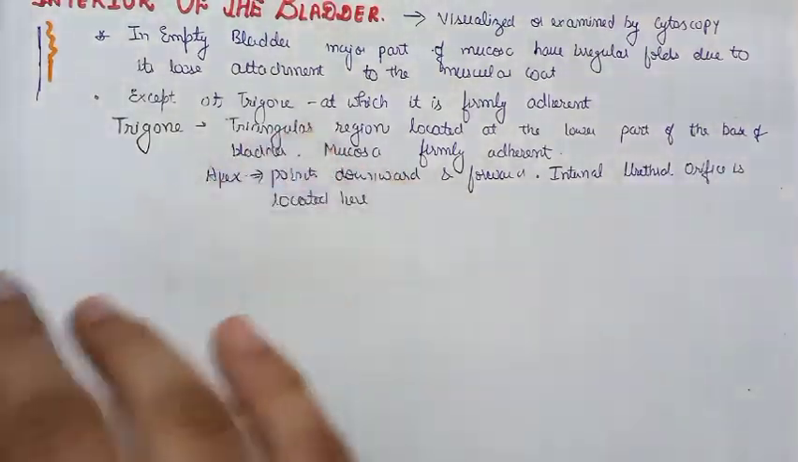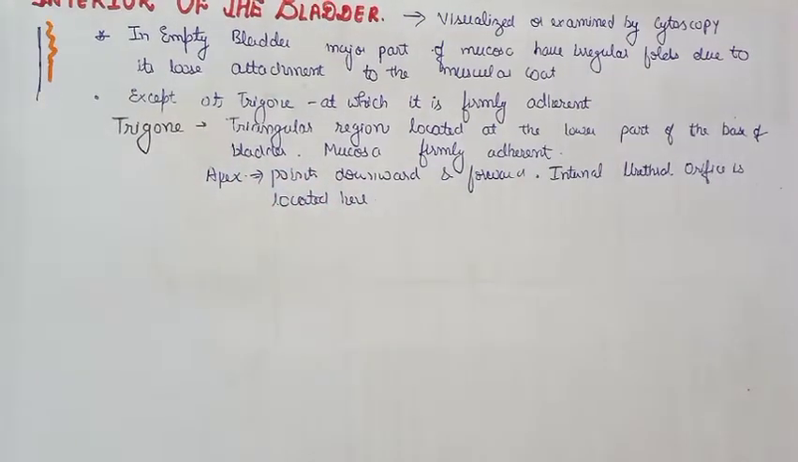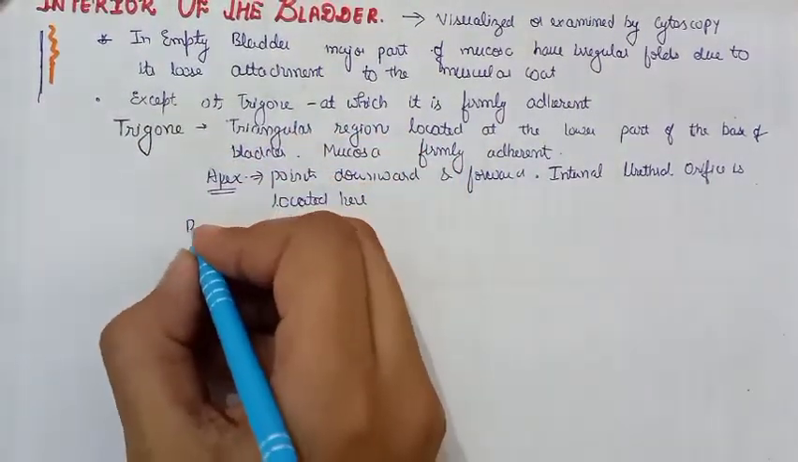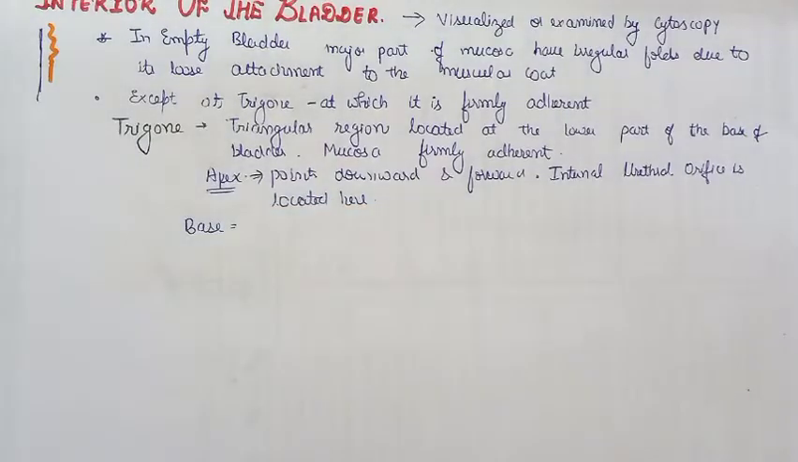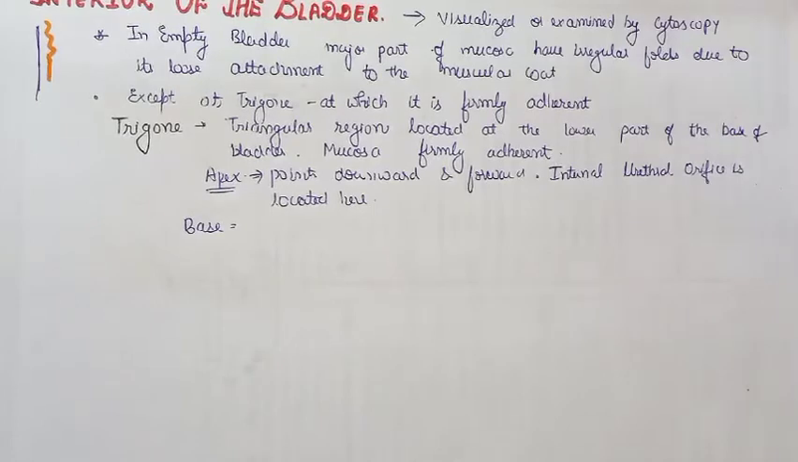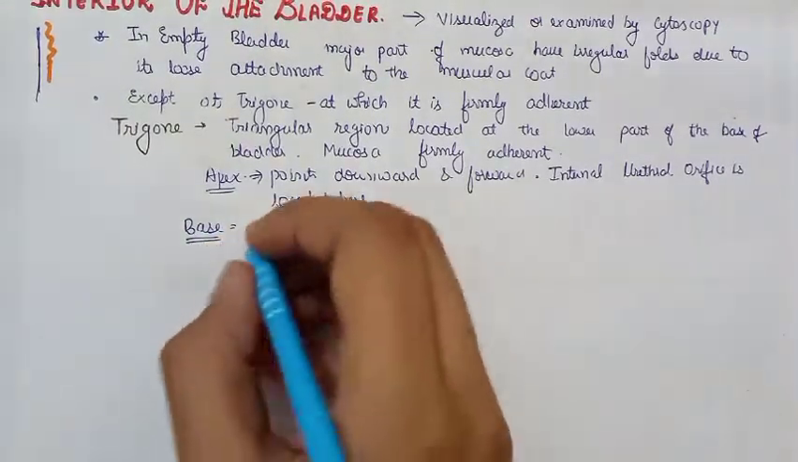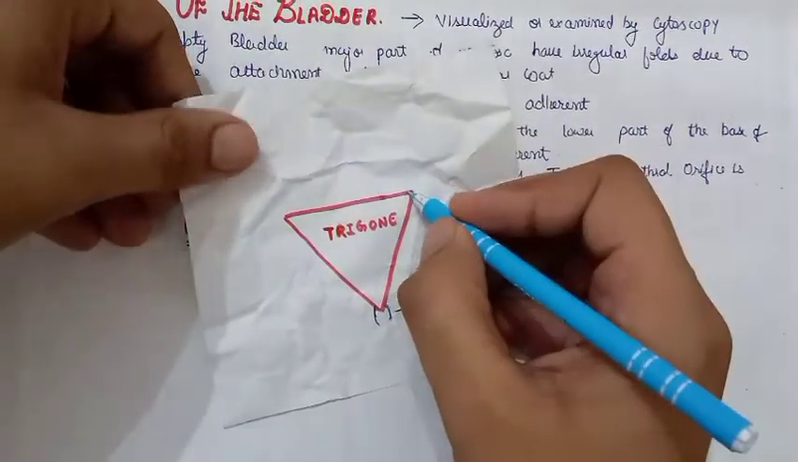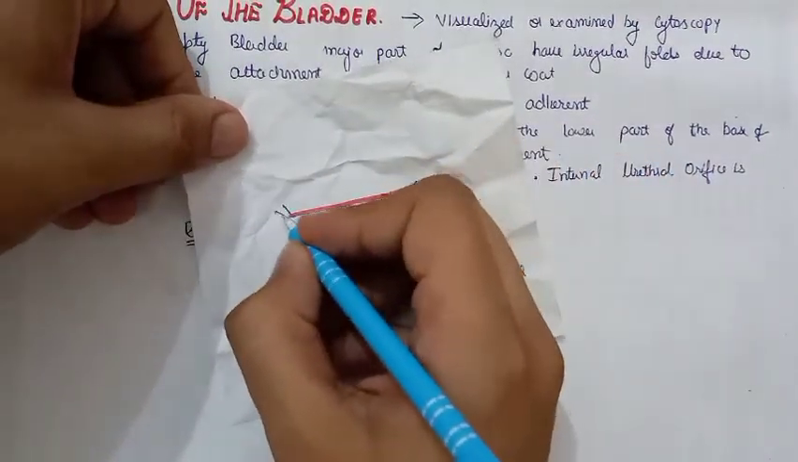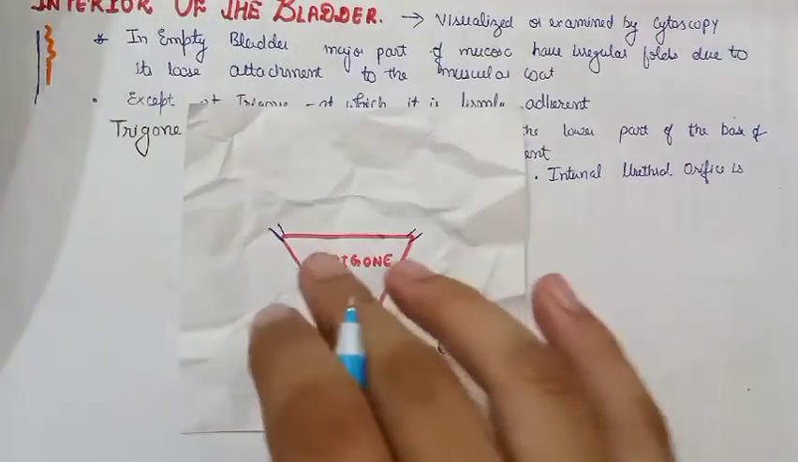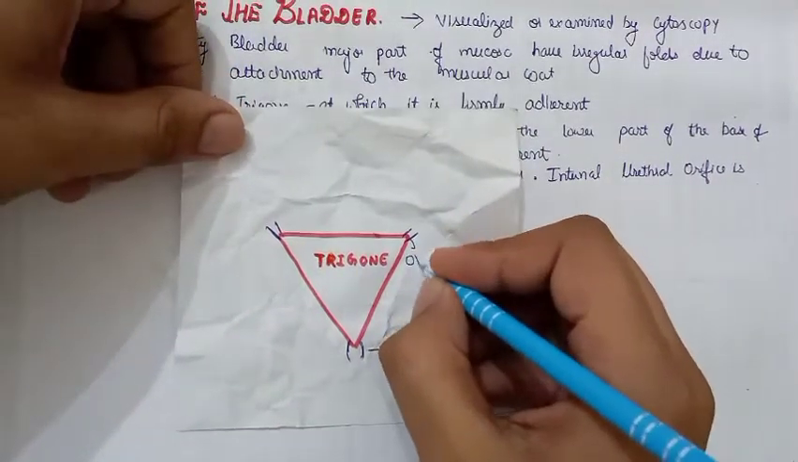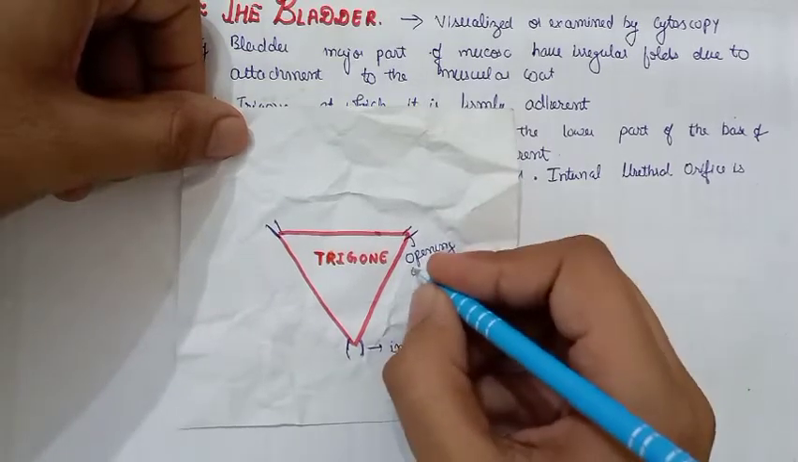And as it is a triangular area, we will have an apex and the base. At the inferior lateral angles of the base, the openings of the ureters are located. So this is an important landmark where some important openings of the bladder are located. So the base is also very important because at the upper part of the base, the inferior lateral angles, the openings of the ureters are located.